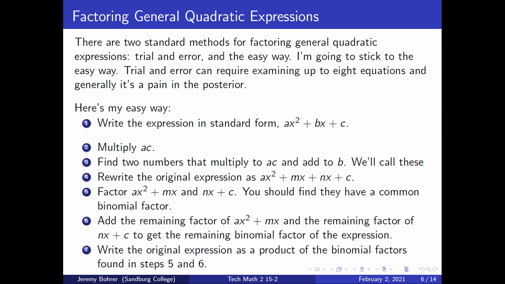You should find they have a common binomial factor. Add the remaining factor of ax squared plus mx and the remaining factor of nx plus c to get the remaining binomial factor of the expression. Write the original expression as a product of the binomial factors found in steps 5 and 6.